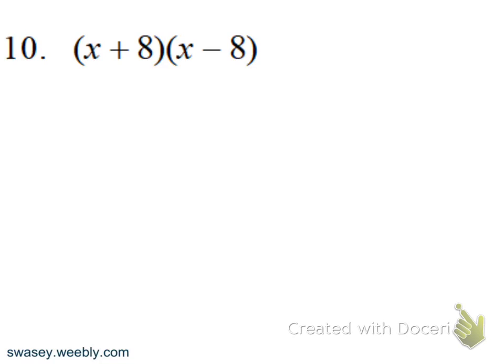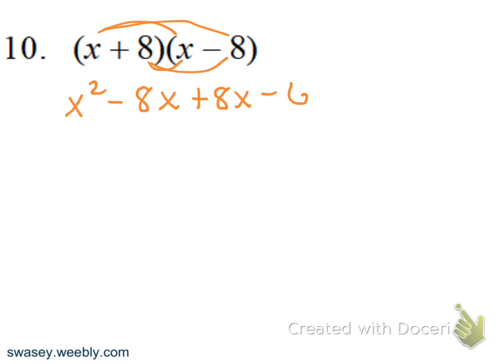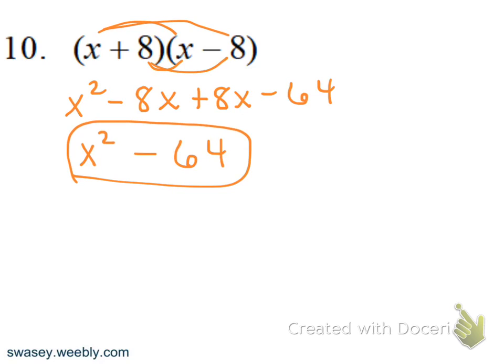All right, do this when distributing twice. x times x, x squared. x times negative 8, negative 8x. 8 times x, 8x. And then 8 times negative 8 is negative 64. Combine the like terms. Negative 8x plus positive 8x is 0. It's eliminated. And so we have x squared minus 64. Again, that result is the difference of two squares.